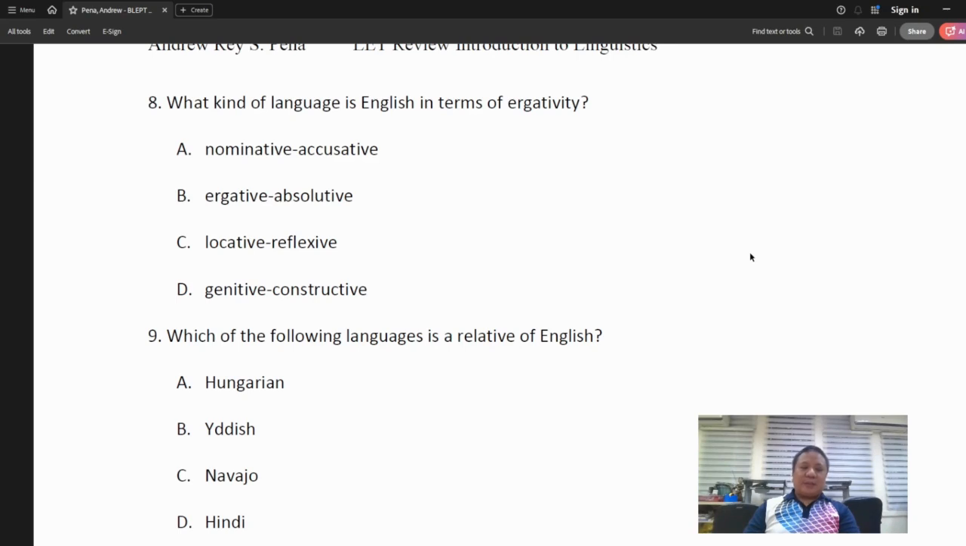Number 8. What kind of language is English in terms of ergativity? A. Nominative accusative. B. Ergative absolutive. C. Locative reflexive. D. Genitive constructive. The answer is A. Nominative accusative. The idea is the form of the subject of an intransitive sentence is similar to the subject of a transitive sentence. They have the same marking. So that's the case with English.